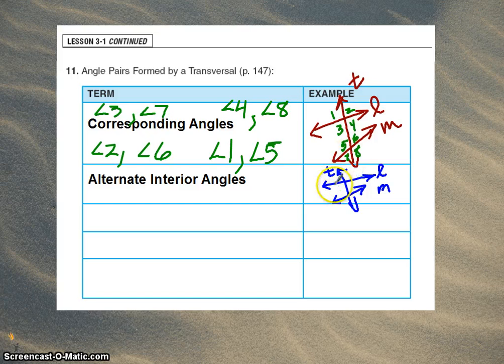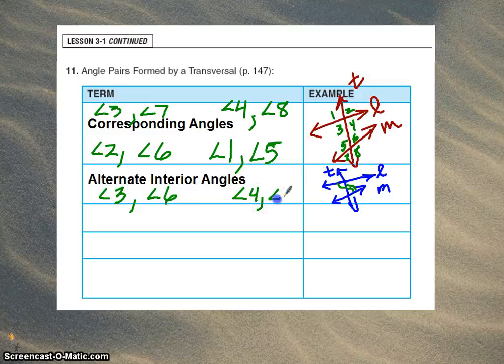But alternating means to go back and forth across the line. So this angle and this one here alternate. So that would be 3 and 6. And 4 and 5. And those are alternating interior angles. So that's what that means.